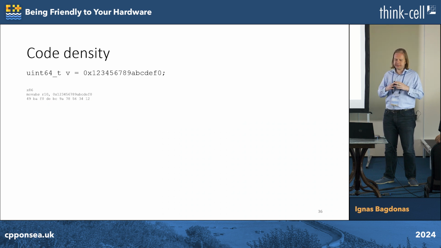So let's take another step aside about the code density and how that influences the operation. So you have just a very simple example: you write a 64-bit value to a memory.